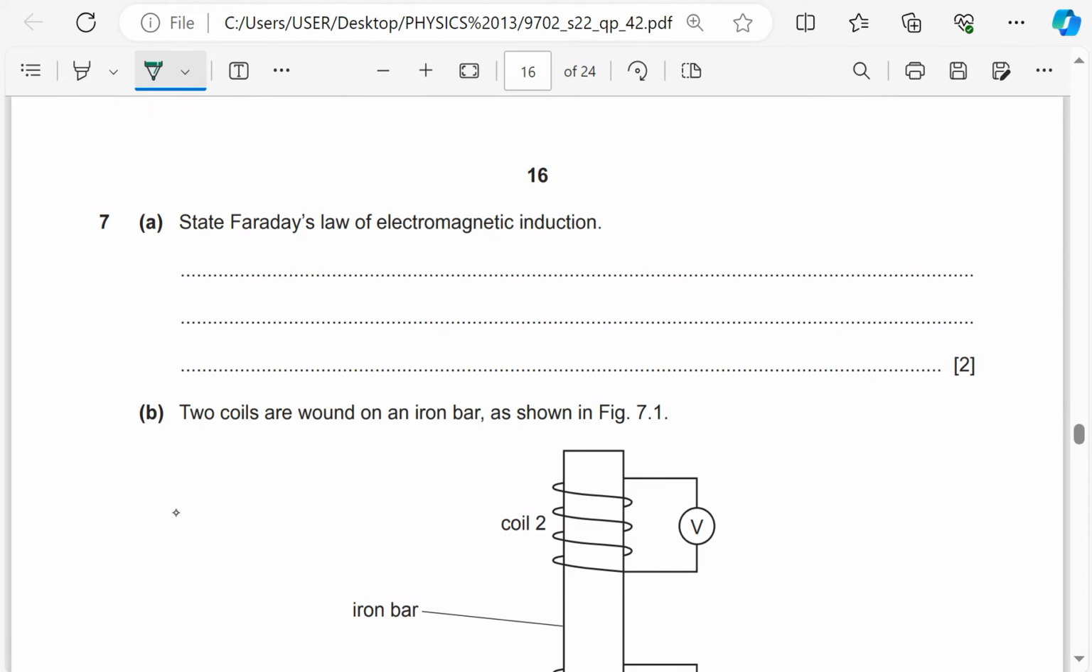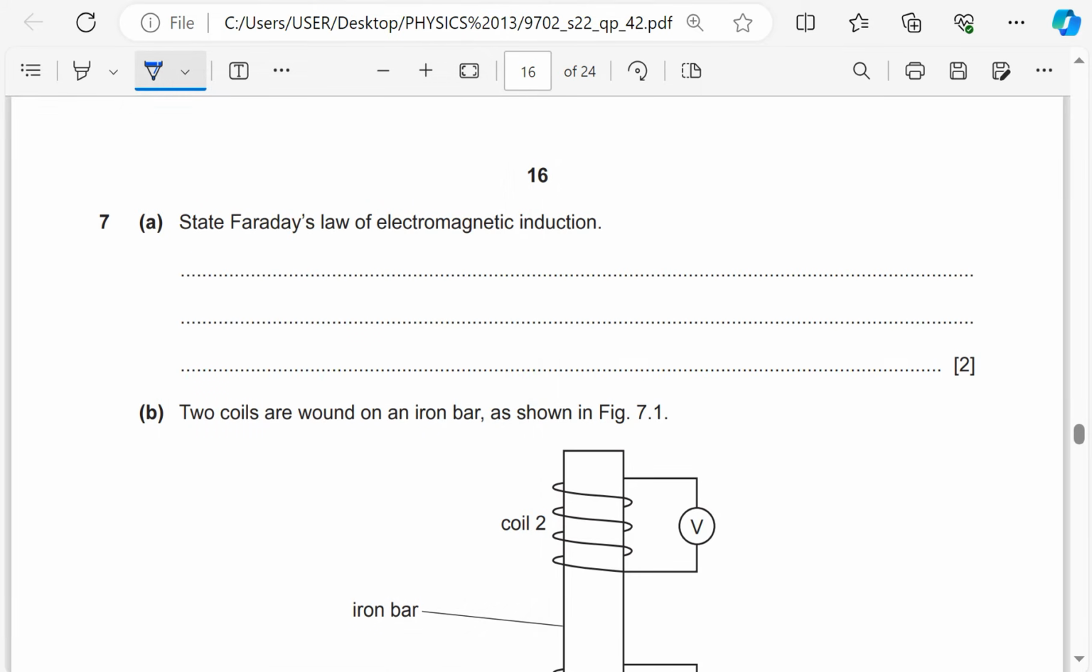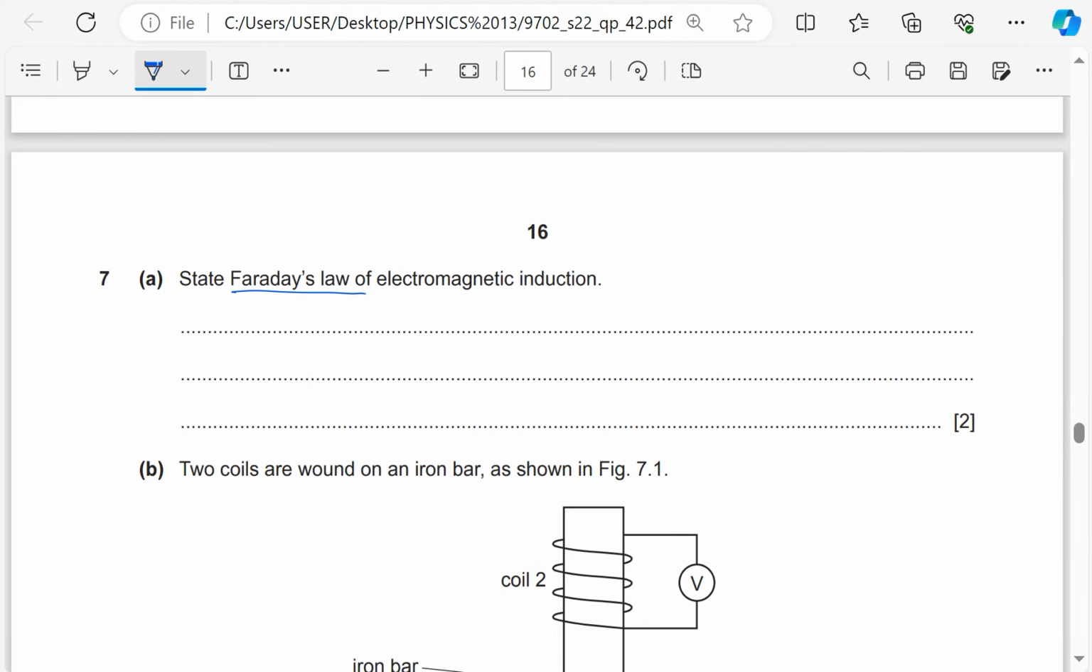So this is stating Faraday's law. Remember, there are two laws here. There is Faraday's law, which talks about magnitude, and there is Lenz's law, which talks about direction. So for Faraday, the magnitude of the induced EMF is directly proportional to the rate of change of magnetic flux linkage.